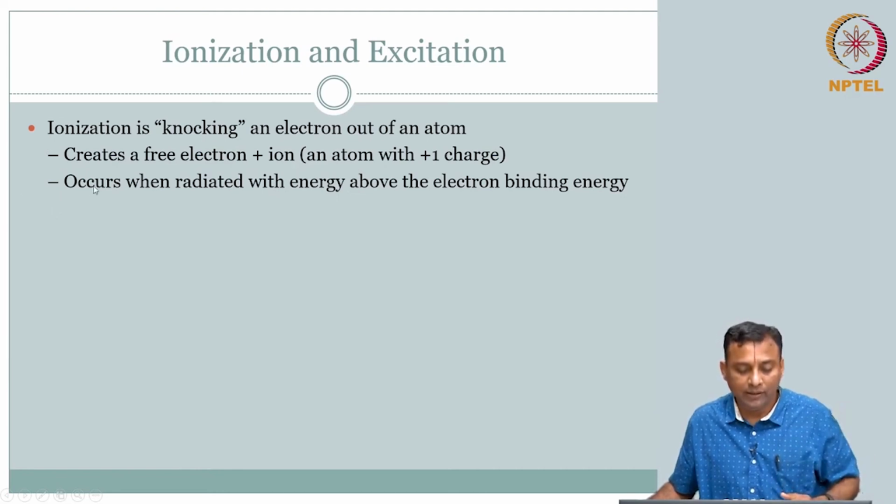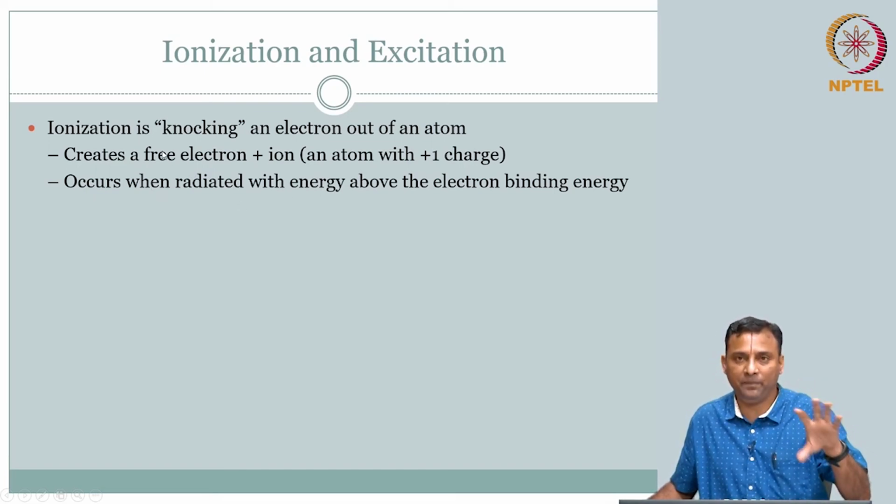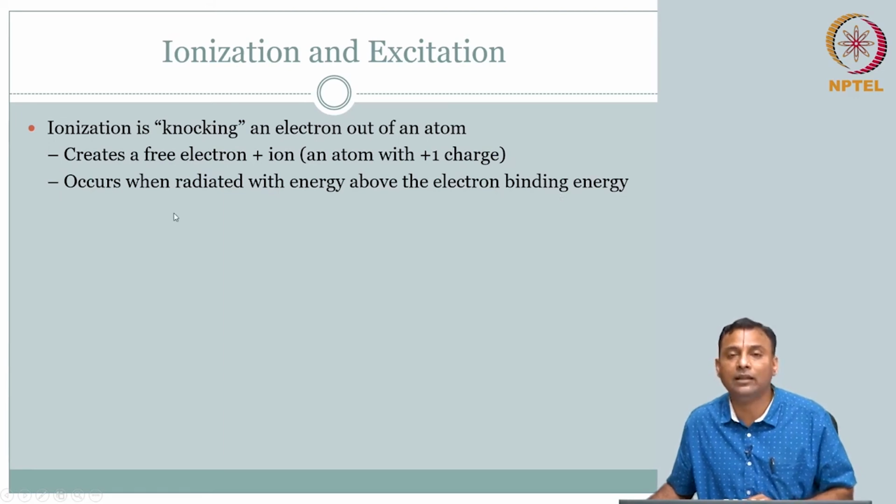When does it happen? It occurs when radiated energy is above the electron binding energy. When radiated with energy, meaning you subject this atom to an energy that is greater than the electron binding energy, only then does ionization take place.